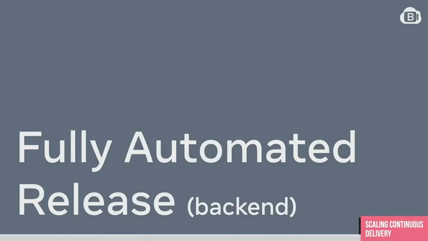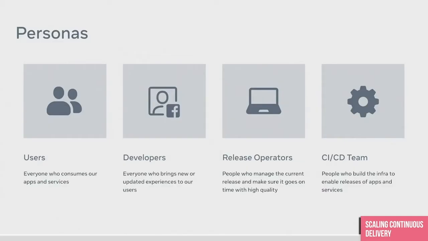So yeah, let's start. Before we go deep diving, we want to mention the personas we actually care about. First of all, there are users, everyone who consumes our apps and services, and they want a great experience. They want zero regressions, no bugs. Another persona are developers, everyone who brings a new update experience to our users, and they want a quick feedback loop. They don't want to be notified on false positive signals as part of the release, and they want a high release cadence.